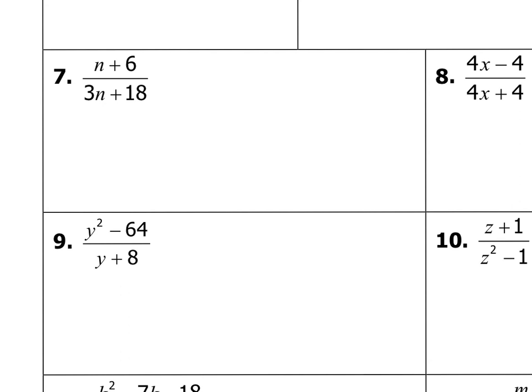So on the top of number 7, there's nothing we can factor out of n and 6, so I'm just going to leave it the same. I'm going to say n plus 6 on the top. But in the denominator, I can factor 3 out of both 3 and 18. So I'm going to say 3. If I take a 3 out, 3 goes into 3n n times, and 3 goes into 18 6 times.